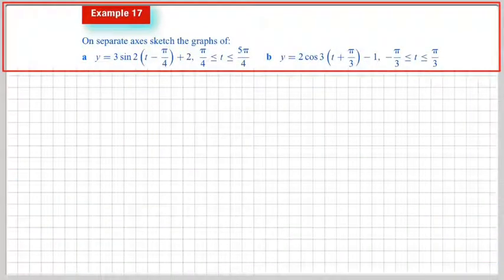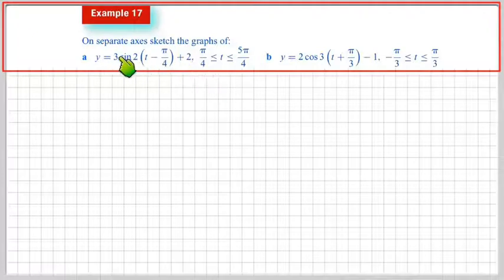Now, on separate axes we have to sketch the graphs of these. They have got vertical translations in them. So, fortunately for you and me, in this video we don't have to work out the x-intercepts. We're just trying to get the shapes of the graphs, okay?